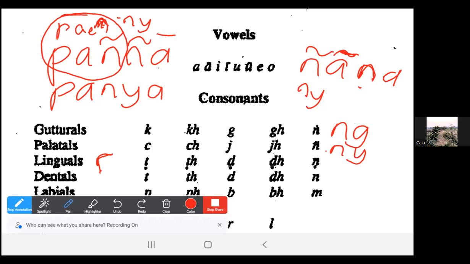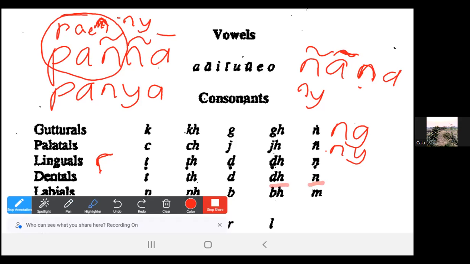So dental has to do with the teeth, you know. So you pronounce ta, ta. You can see the tongue touching the teeth. Ta, ta. Da, da. Then the normal N sound.